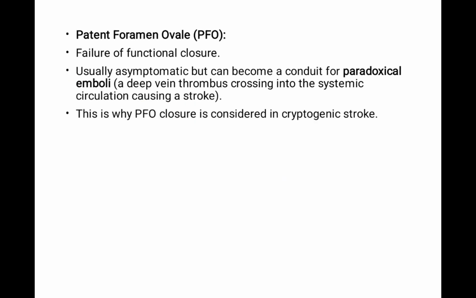We have patent foramen ovale. Remember, we said the foramen ovale is between the right and left atrium. So it is a failure of functional closure. Remember, we said at birth it is functionally closed. So when there's a failure of functional closure of the foramen ovale, we call it the patent foramen ovale. Usually it is asymptomatic but can become a conduit for paradoxical emboli. In patent foramen ovale, there's going to be right to left shunting of blood, deoxygenated blood mixing with oxygenated blood.